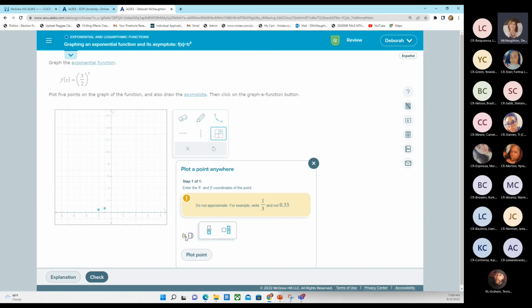And we always have 0, 1, and then 1 and 3/2. Oops, and 2, and make sure you clicked plot point, because that might be the other thing that's doing it. 2 and 9/4.